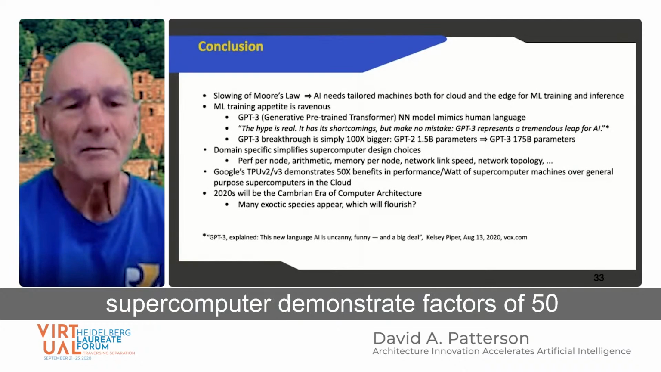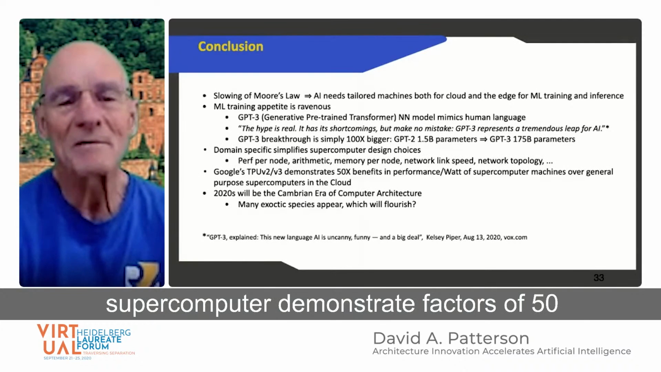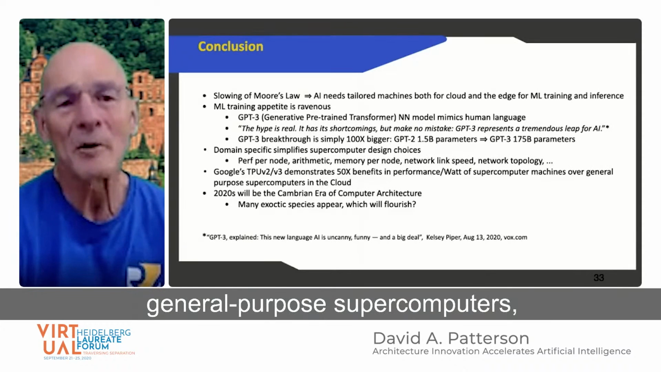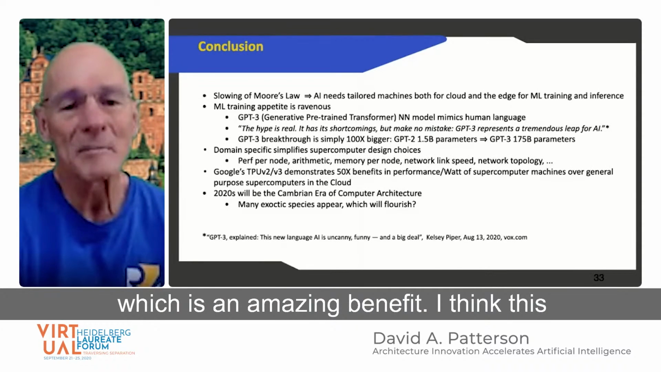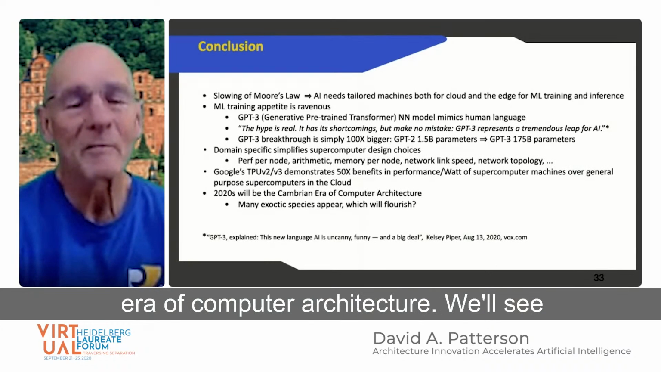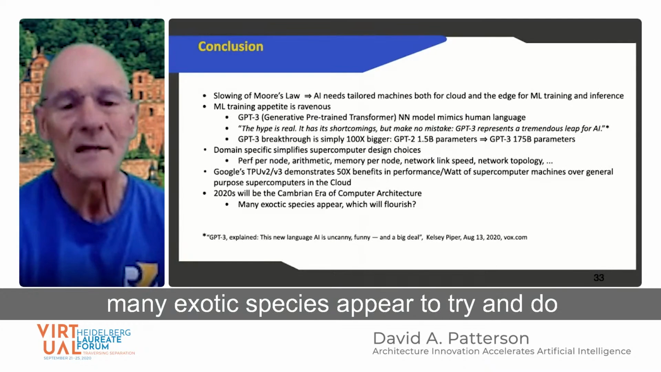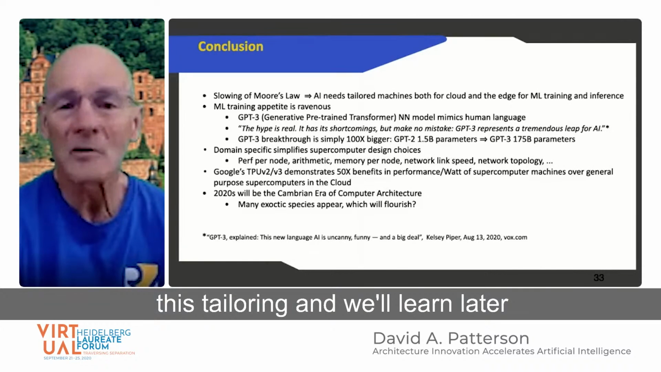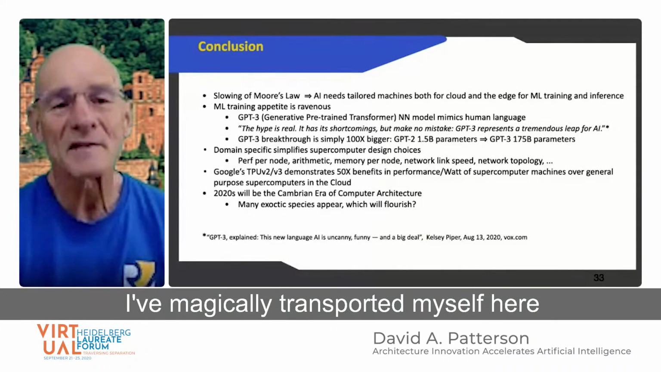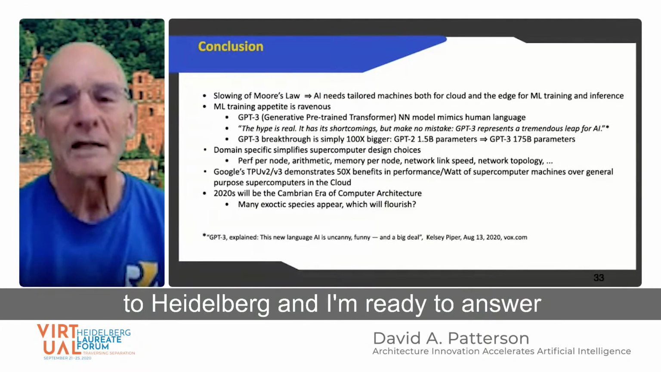Google's TPU supercomputer demonstrates factors of 50 improvement in performance per watt over general purpose supercomputers, which is an amazing benefit. I think this decade is going to go down as a Cambrian era of computer architecture. We'll see many exotic species appear to try and do this tailoring, and we'll learn later which ones will flourish. As you can see, I've magically transported myself here to Heidelberg, and I'm ready to answer questions.